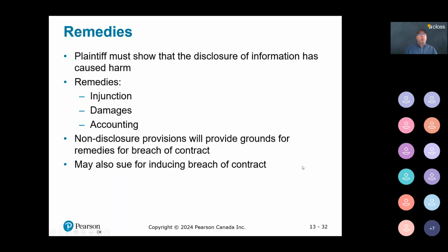Now, the remedies for confidential information or trade secrets would be, if disclosure of information caused harm, then again, injunctions would be available, damages, accounting. There could also be breach of contract. If you are under an NDA, a non-disclosure agreement, and you disclose the information, it means you have breached that agreement. So you could be sued under breach of contract too.